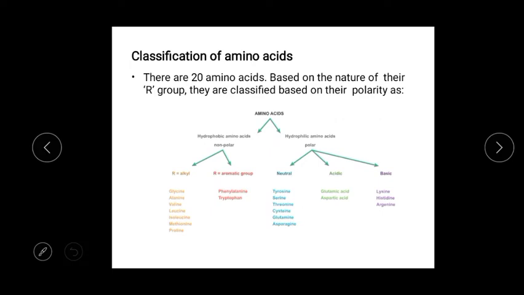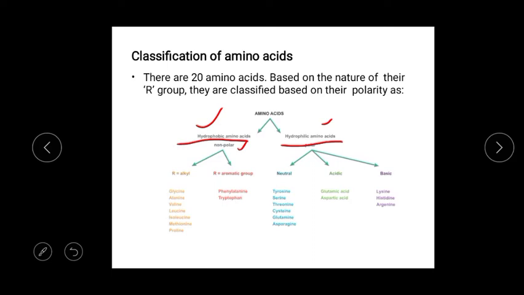Then we'll see the classification of amino acids. We can classify them as hydrophobic amino acids and hydrophilic amino acids. If it dissolves in water, we call it hydrophilic. If it does not dissolve, it is hydrophobic. Mainly there are 20 amino acids based on the nature of their R group. Based on polarity, we classify them as hydrophobic and hydrophilic, and hydrophobic ones are non-polar in nature.